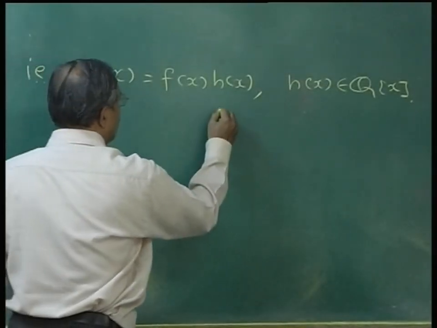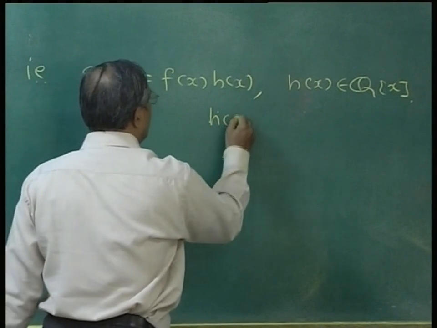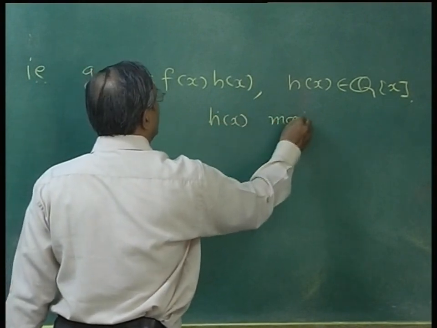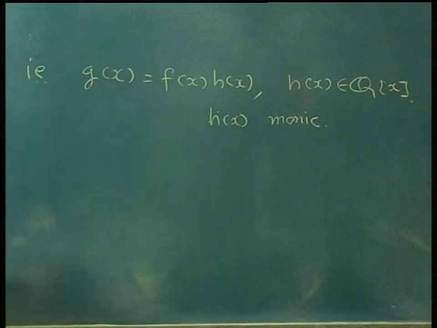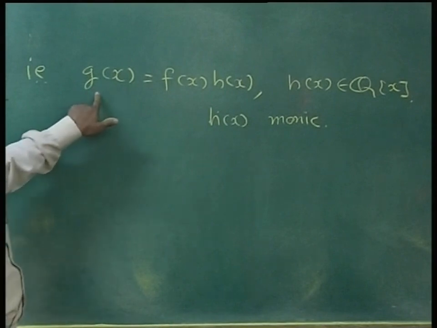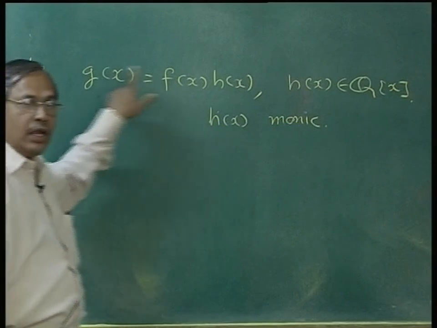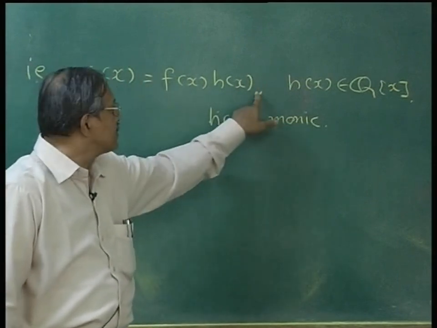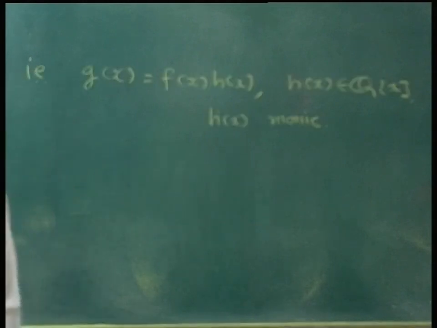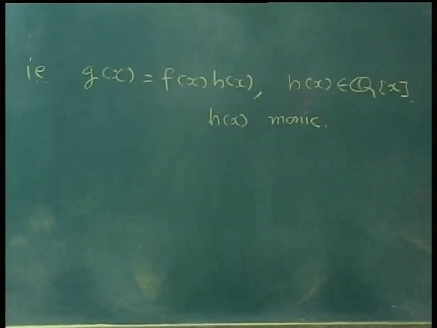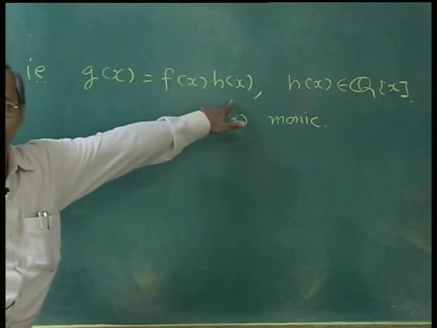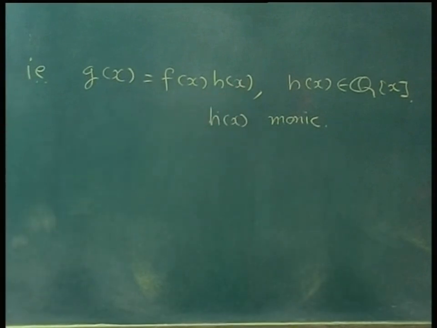Now g(x) is monic and f(x) is monic, so h(x) is also monic. And g(x) is a monic polynomial with integer coefficients, while f(x) and h(x) are monic polynomials with rational coefficients. When we have this situation, Gauss theorem tells us that both f(x) and h(x) must be polynomials with integer coefficients.